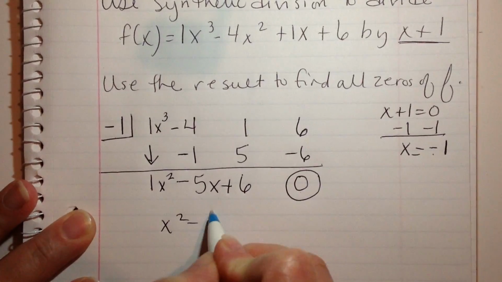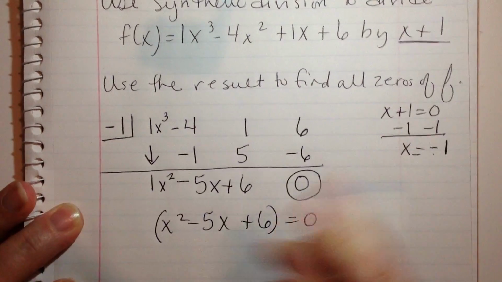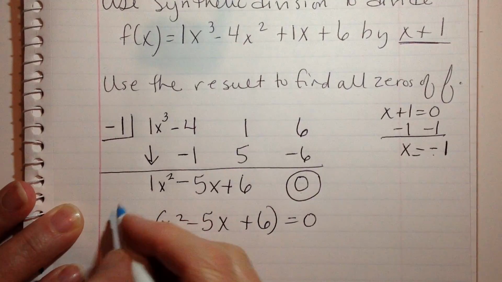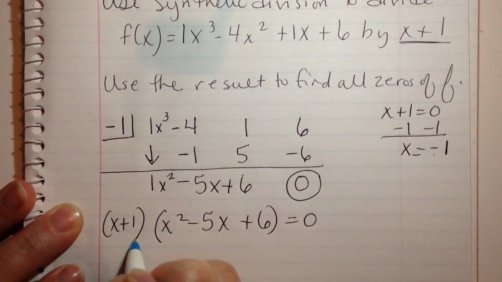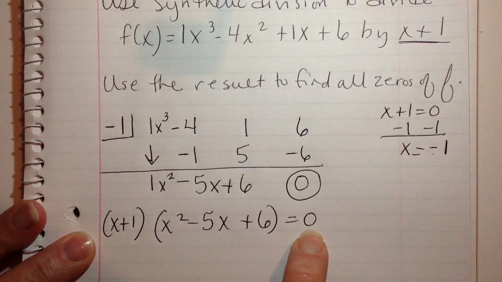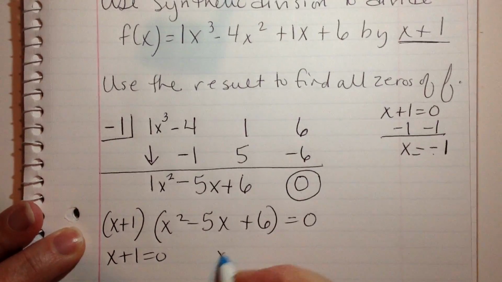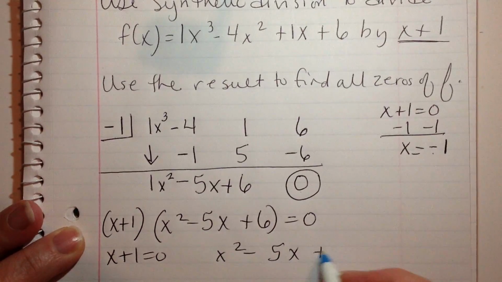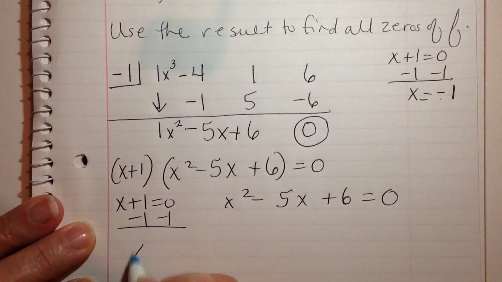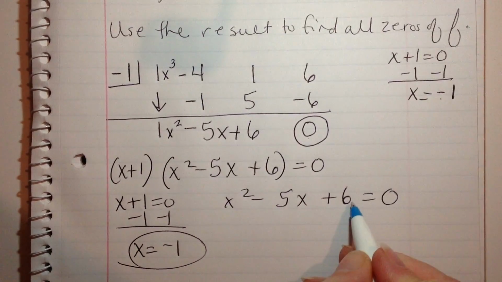So now we will take that answer and set it equal to 0. Remember, we already know that x plus 1 gave me a remainder of 0, so it is also a 0 once it is set equal to 0. So we will set each one of these equal to 0 individually to get all of our zeros. So if I subtract 1 from both sides, x equals negative 1. That is a 0. Here, it's a quadratic equation.